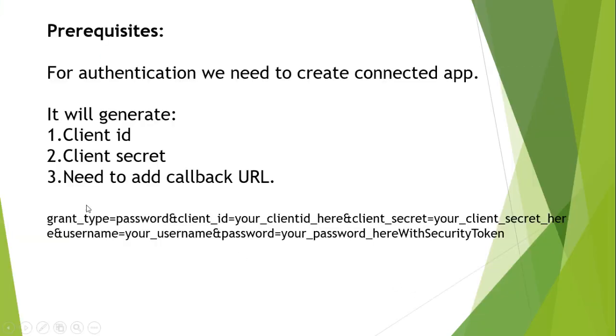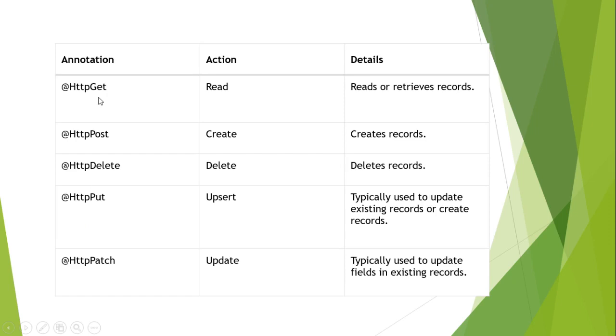What is post and what is put, we can see here. Get means to get the data from Salesforce, we use HTTP get. To insert data into Salesforce, we use HTTP post. If you want to delete records in Salesforce, we use delete. The main difference between put and patch is that put is used for upsert and patch is for updating records. That is the only difference. Sometimes we get confused about when to use put and when to use patch. For upsert, we can go for the put annotation.